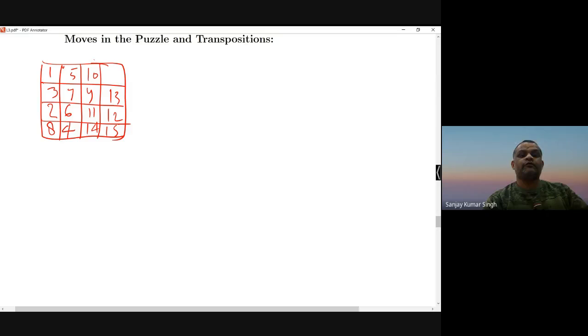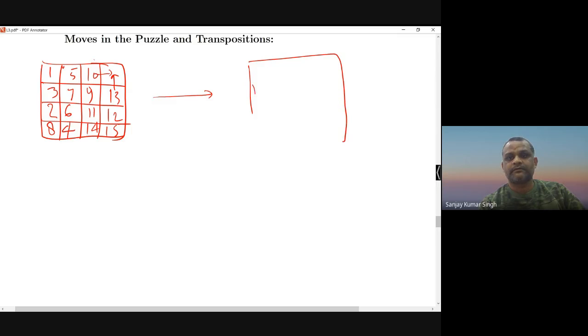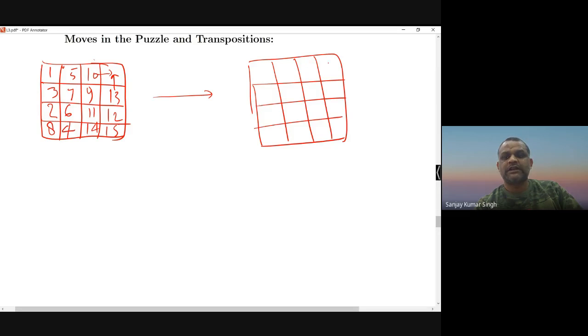This is any configuration, and what move can I make? I can move 10 here, or I can move 13 here. These are the two possibilities I can do at a time. So after moving this, I can come here. The rest is the same, the only new thing is that 10 will come here and you will create a space here, and the others are occupied the same. So you get a new configuration.